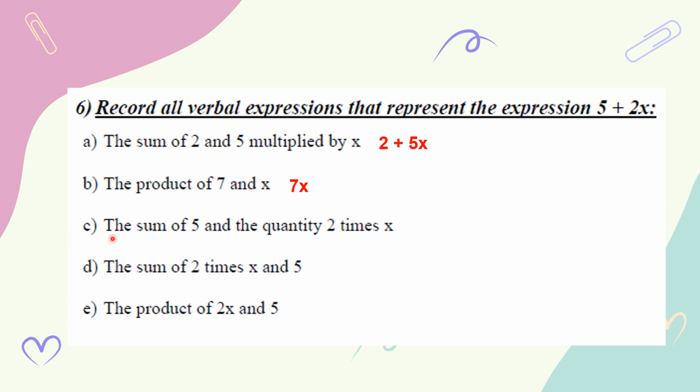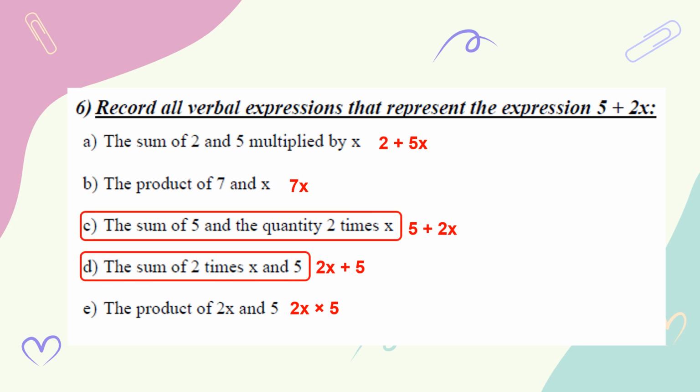Let's see in letter C, we have the sum of 5 and the quantity 2 times x. Sum means plus of 5 and 2 times x, so it will be 5 plus 2 times x. And now in letter D, the sum of 2 times x plus 5. So 2 times x plus 5. And now the product of 2x and 5. So 2x times 5. And now let's see which one equals 5 plus 2x. We have letter C and letter D.